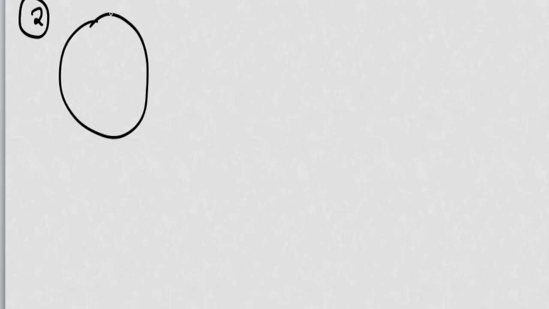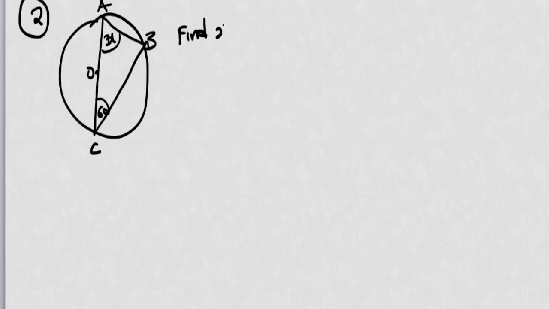This is a circle. Then we have a diameter like that. So this is the center O. Then we have something like that. Suppose this angle has been given to us as 3x, then this angle has been given to us as 60. So we have 3x and 60. Then we can say this is A, this is B, this is C. Then now we are asked to find the value of x.